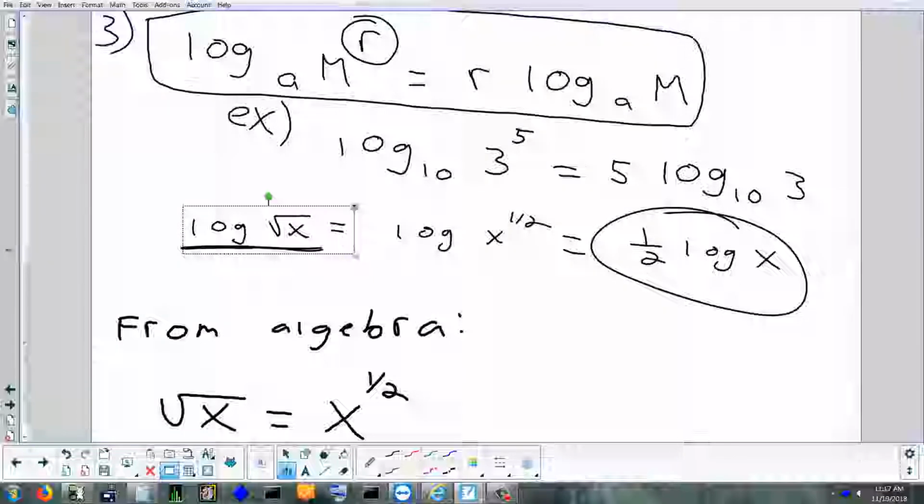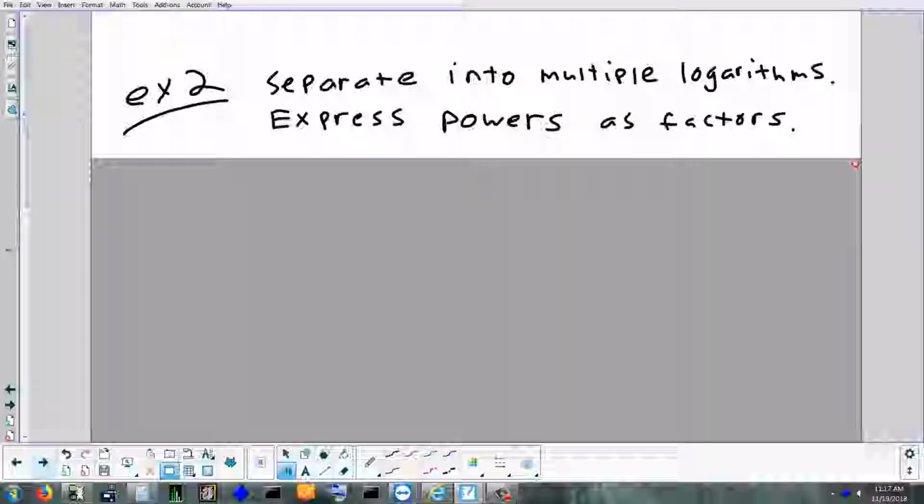Okay, any questions on that? Okay, so we'll try a few examples, combining logs and then splitting them, and that'll finish up this section.